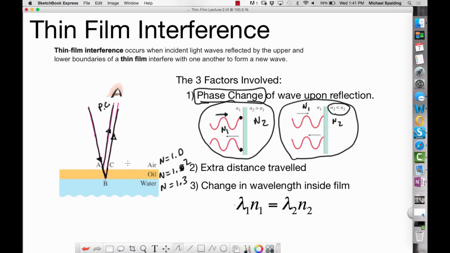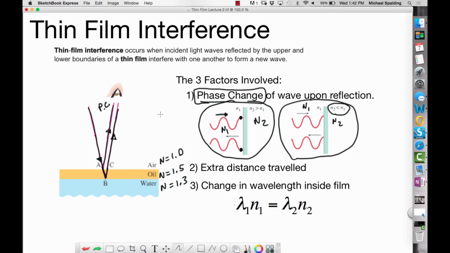Then both of them would have had a phase change, right? But it doesn't. It's 1.5. So, keep in mind what a phase change does. A phase change takes a wave at its peak and instantly flips it to a trough.